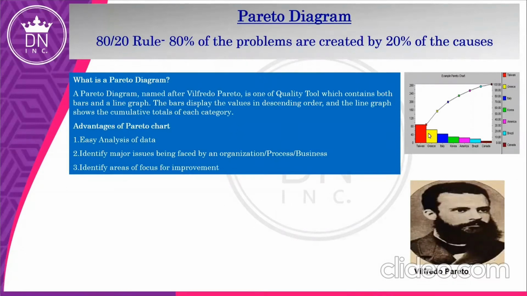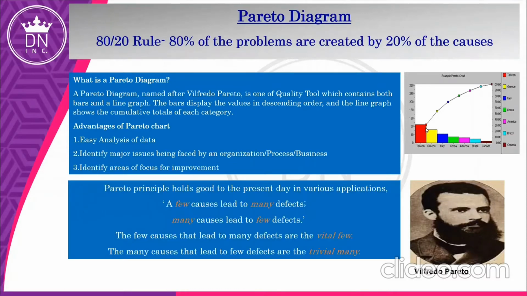Column charts represent the values. The line graph is the cumulative total of each category. The Pareto principle is that a few causes lead to many defects, and many causes lead to few defects. The few causes that lead to many defects are the vital few, but the many causes that lead to few defects are the trivial many. In the Pareto diagram, the 80/20 rule means 80% of problems are created by 20% of the causes.